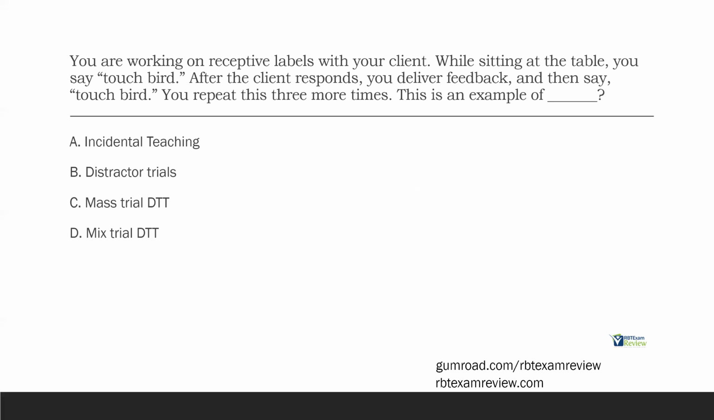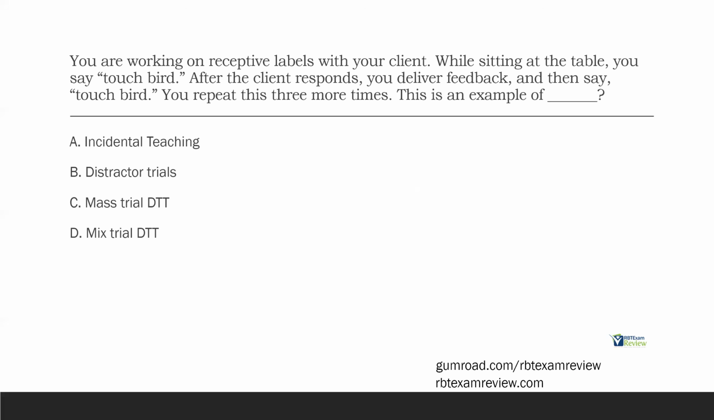Are we doing distractor trials? Distractor trials are essentially maintenance trials. So this is when you mix in already mastered trials, okay, to the trials you're teaching. Not what we're doing here, right? We're trying to teach touch bird and we're doing it over and over again.